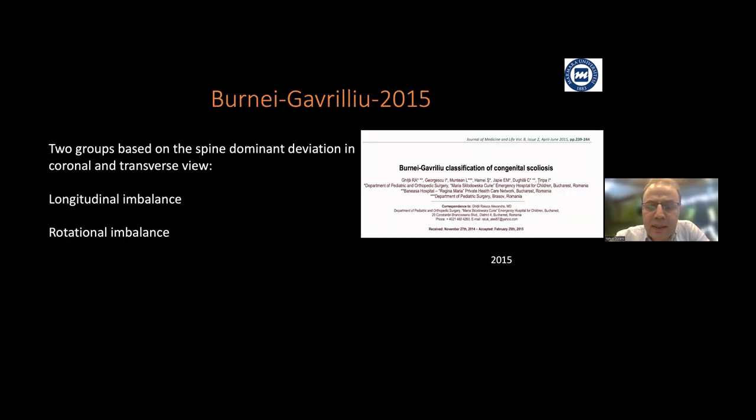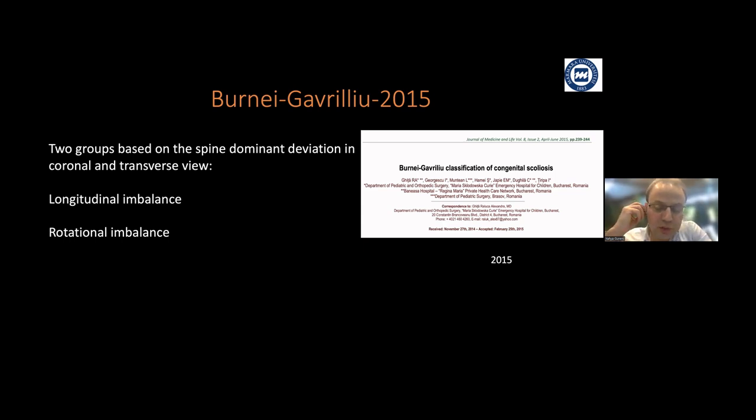And then in 2015, some of the authors again made another classification, the Bourneau-Gavrilli classification. This classification depends on the coronal and transverse views of the spine, because they look at the longitudinal view of the spine, and they again find rotational imbalance in 3D images.